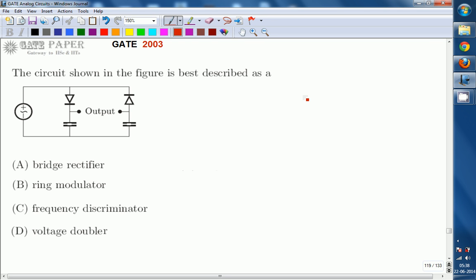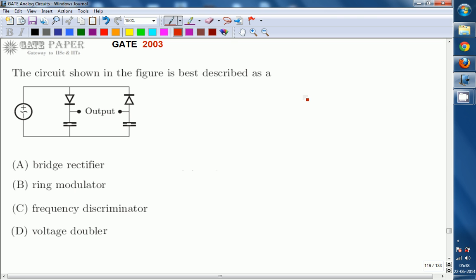Hello, we are discussing the GATE 2003 ECE paper, and this question is related to analog circuits. The circuit shown in the figure is best described as, look at the circuit diagram, whether it is a bridge rectifier, ring modulator, frequency discriminator or voltage doubler, that you have to identify.